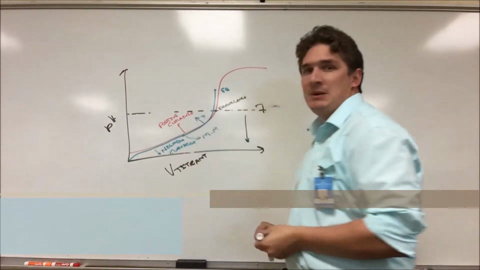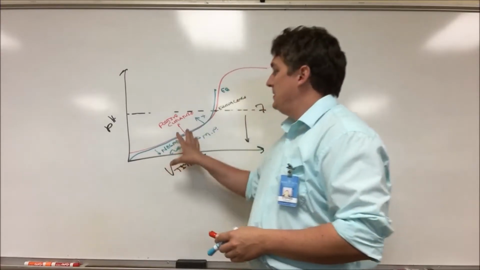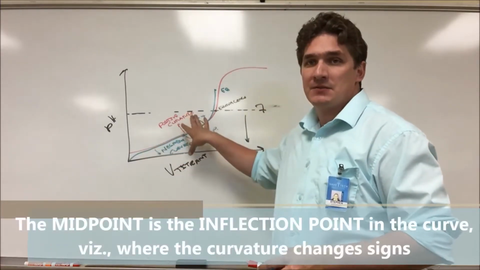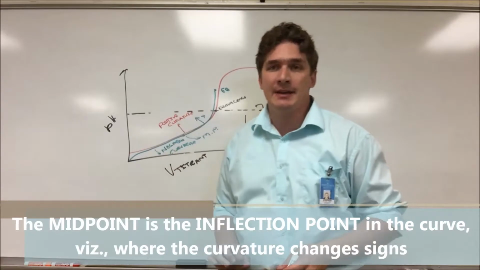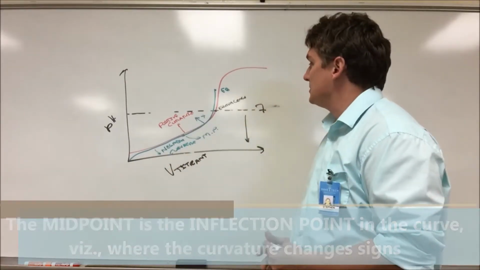That's because the midpoint serves as an inflection point. It's a change in the curvature of the curve. This switch from a negative curvature to a positive curvature is only true for weak acids. If you have a strong acid, you're always going to have this curve upwards.